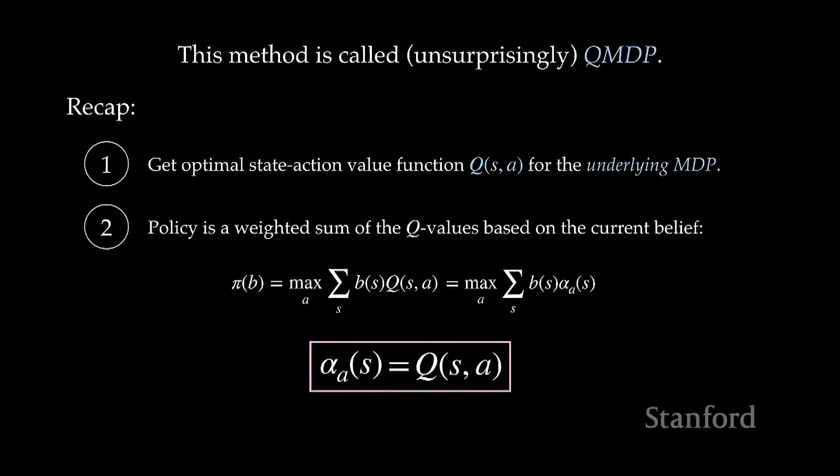And then what we're saying here basically is QMDP gives us a POMDP policy where we have one alpha vector for every single action, and it just corresponds to the state action value function for that action at each possible state. Okay, any questions on that?